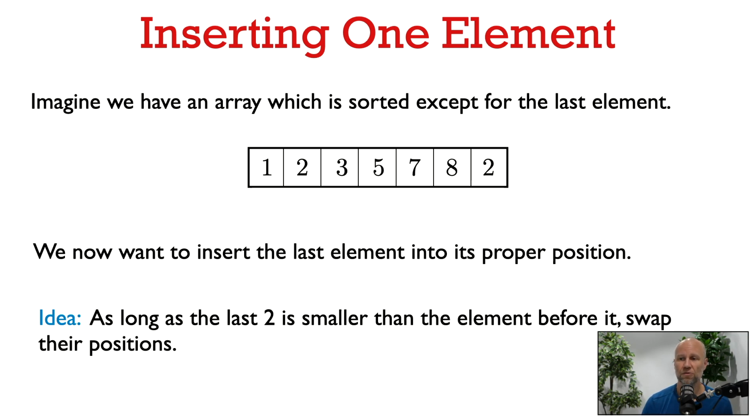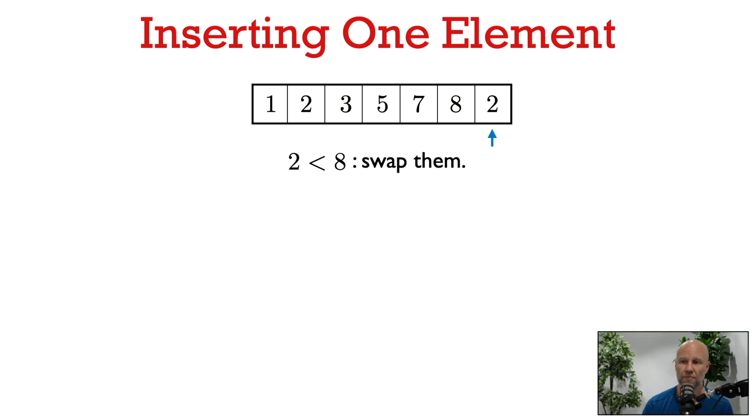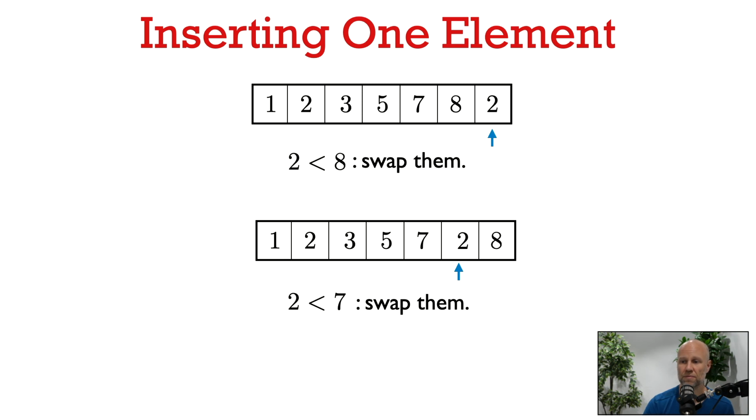So imagine that we have an array which is sorted except for the last element. Okay, so the 2 in the last position of this array is not where it should be. And we want to insert this element into its proper position. So how can we do that? Well, as long as 2 is smaller than the element before it, we just swap these elements. Okay, so we compare 2 with the element before it. The element before it is 8. 2 is less than 8, so we swap them.